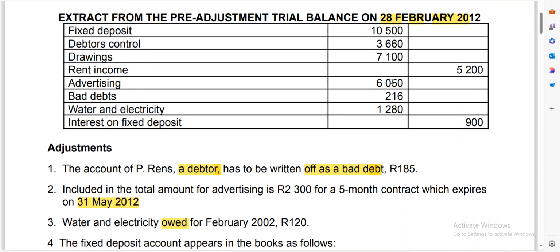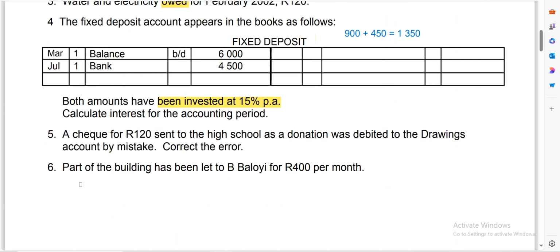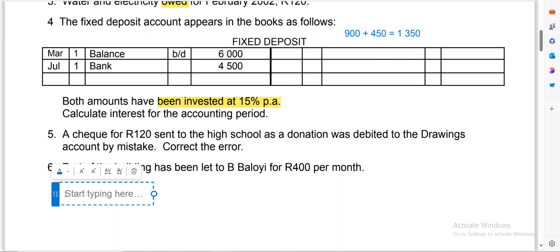Rent received is 5,200. Okay, so I'm going to make a note here. So remember, rent received, it's 5,200. Now rent expected, this is the one that we were expecting to get. We need to compare if it's still owed or we are owing that person.